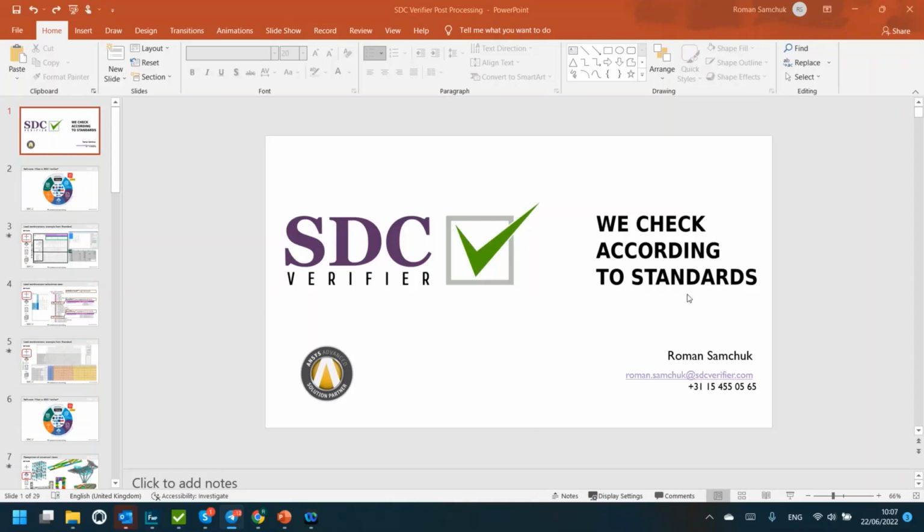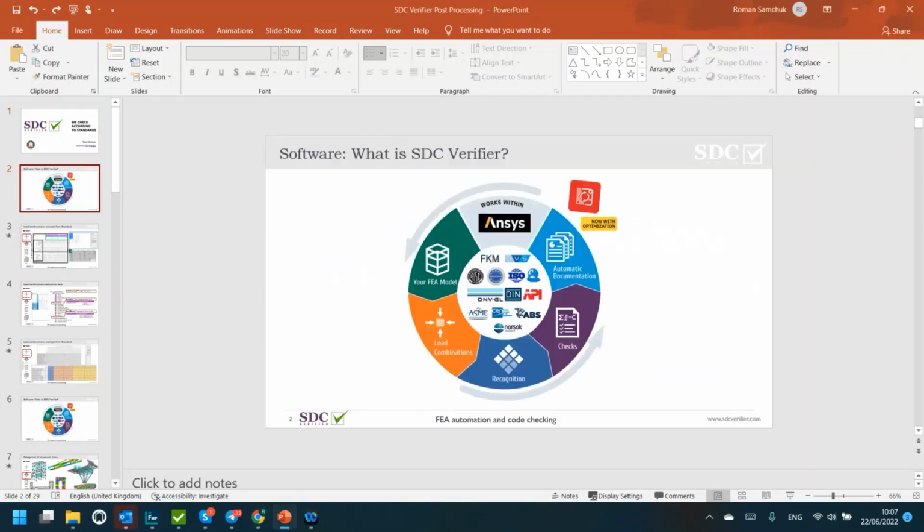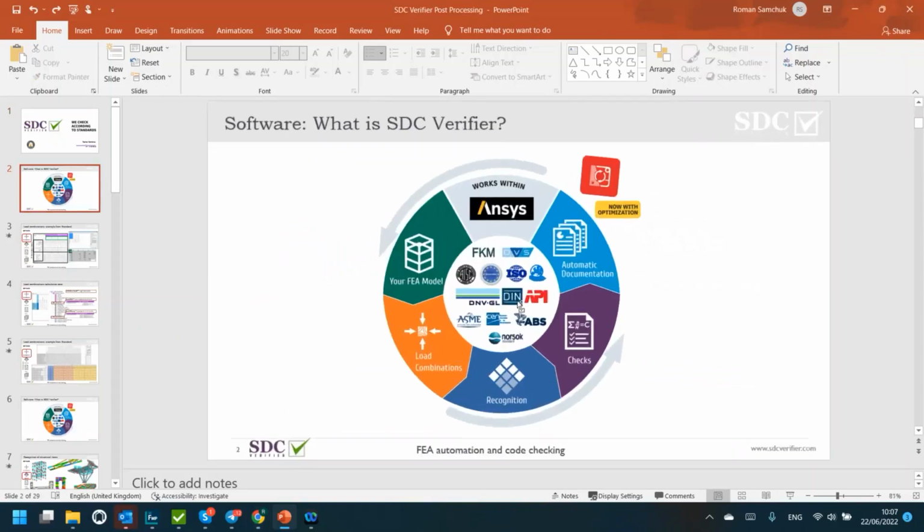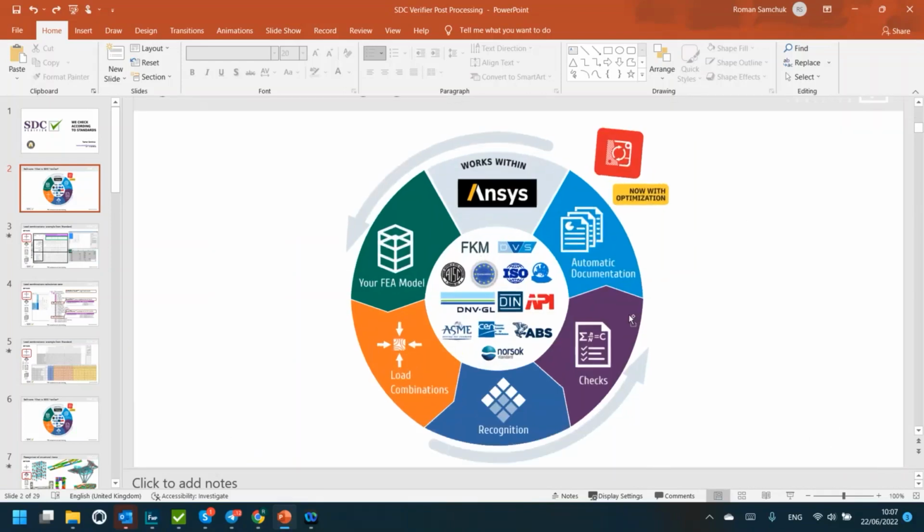I'm not sure if everybody is aware of our software and its main capabilities, so I will spend 2 minutes and describe it briefly. What is SDC Verifier in general? This is an engineering software to perform structural verification according to industry standards. Basically, this is a powerful post-processing tool made on top of popular FEA programs like ANSYS, FEMAP, and SimCenter 3D. On my screen now, you can see the standard workflow of SDC Verifier.